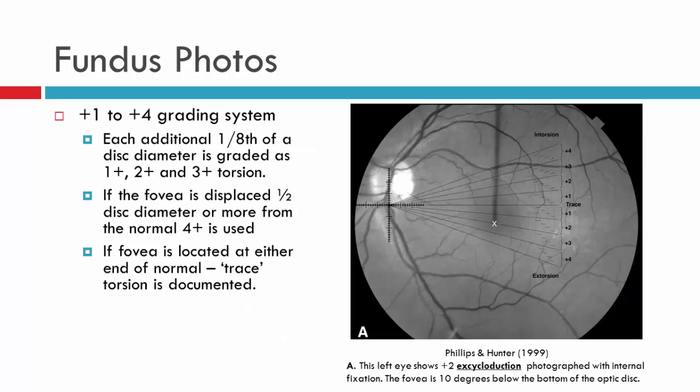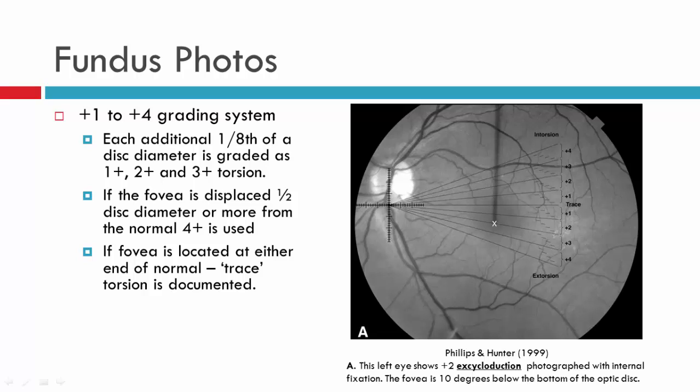There is one other way to record the amount of torsion, and this is using the +1 to +4 grading system. This is particularly useful where you haven't taken a photograph and you're assessing the patient in the clinic using ophthalmoscopy, and you don't have the opportunity to measure the degree of difference between the optic disc and the fovea. Using this grading system, each additional 1/8 of a disc diameter is graded as +1 from the normal position.